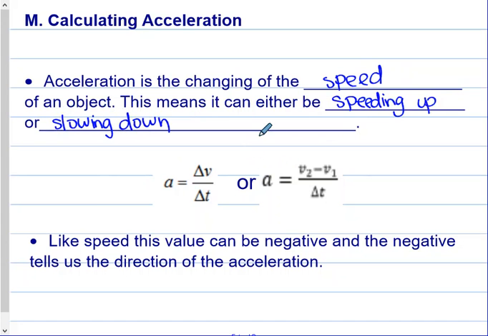Okay, so since acceleration tells you speed, remember how with velocity, positive and negative had meanings? Same thing here. So in this case, when we're speeding up, that'll be a positive acceleration. Slowing down will be a negative acceleration, or deceleration.